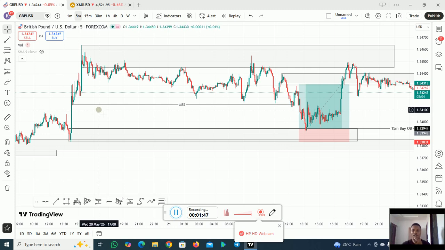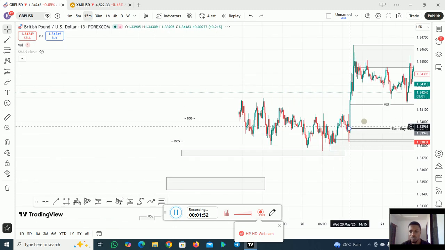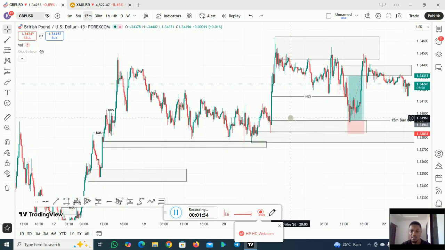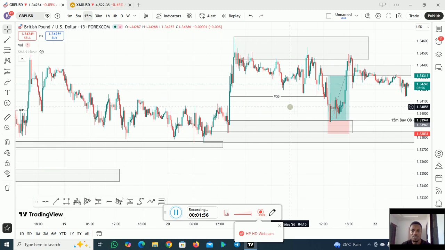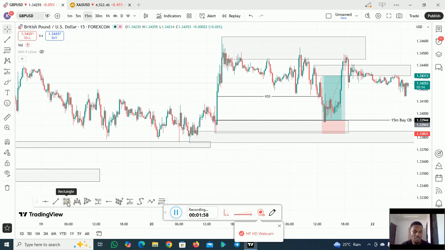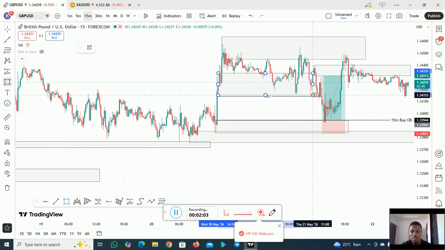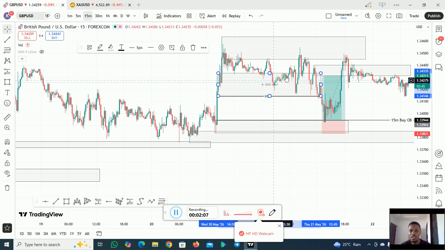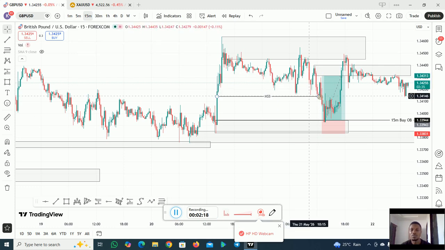But there was a 15 minutes buy order block here on our 15 minutes. So price already generated liquidity around this place, that 5 minutes low, by touching it, moving back, touching it, moving back, touching it, moving back. So there was a lot of liquidity around here. That was my confirmation for the buy. Immediately price took out that liquidity.